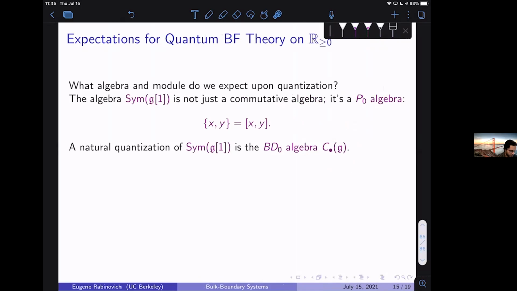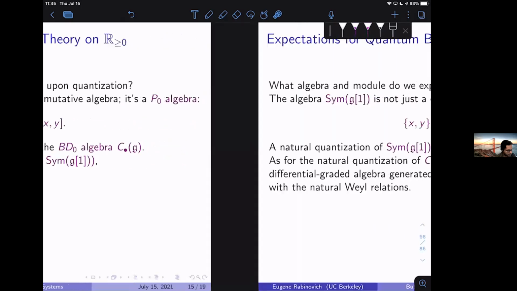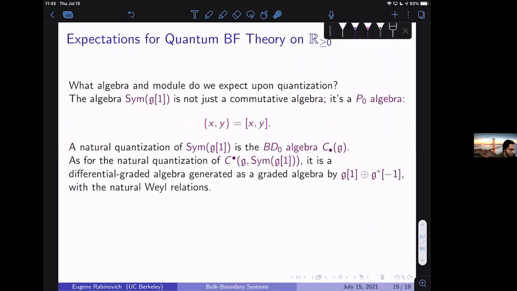All right. So on the boundary, we get this natural BD0. We'll expect this cochain complex. And now what about the algebra? So as a graded algebra, we sort of should expect it to be a Weil algebra, sort of like for topological mechanics, where it's generated by a copy of g in degree -1 and a copy of g in degree +1. And there's the natural Weil relations. And this object, whatever this object is, it has also a differential on it. And this was described by Kostant and Sternberg.